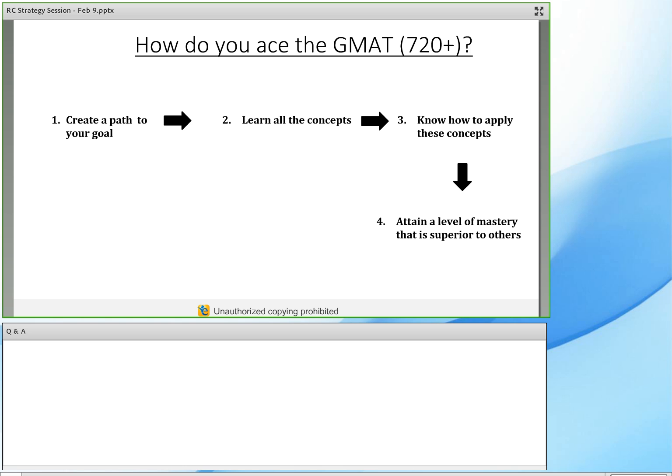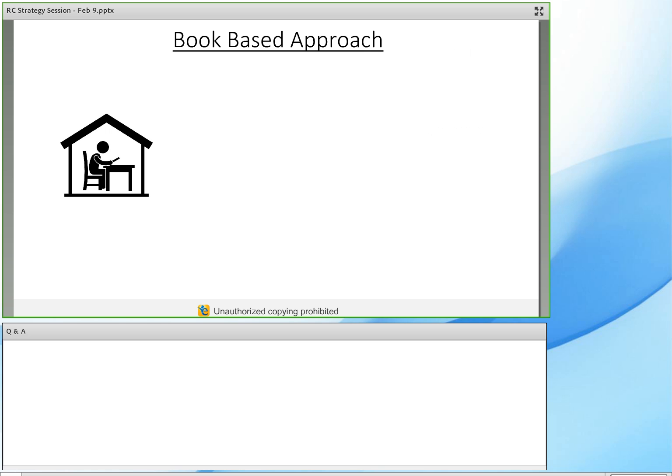And you'll have to learn application to the extent that you've attained a level of mastery that is among the top 6 percentile of test takers. Why? Because you are aiming for a score of 720 or higher. So let's see how the book-based approach tackles this challenge, starting from creating the path to your goal.